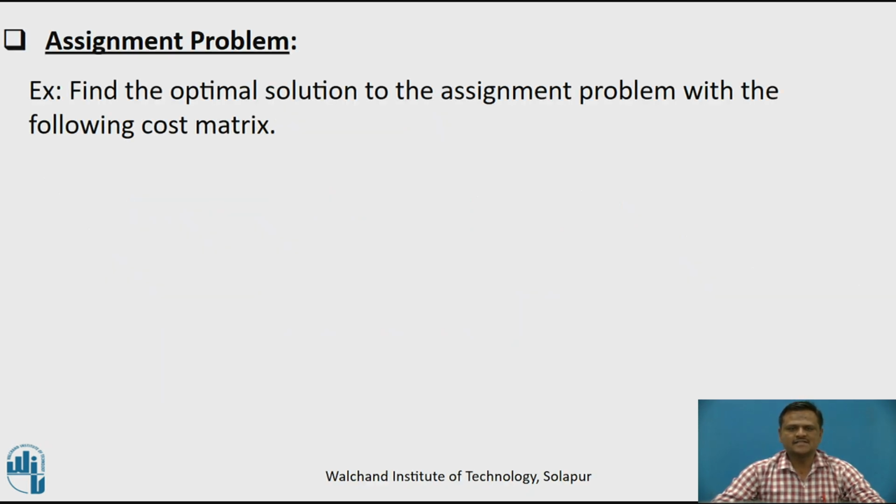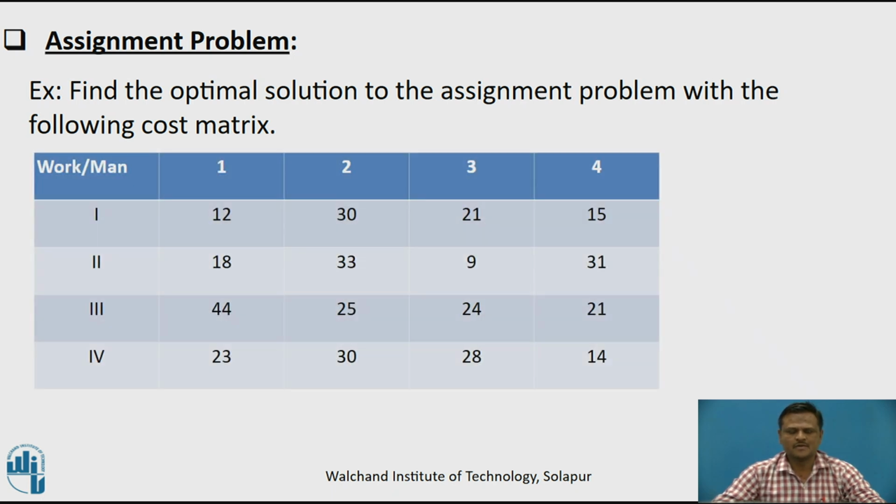Now let us discuss the Hungarian method with the help of one example. The example is: find the optimal solution to the assignment problem with the following cost matrix. This matrix is given. Friends, see why this matrix is called a cost matrix. Because in this matrix you can see there are 4 works to be performed by 4 men. So basically this is a 4 by 4 cost matrix.